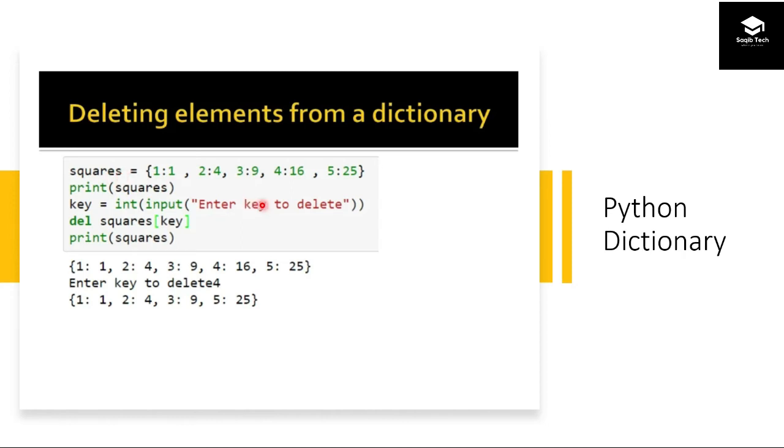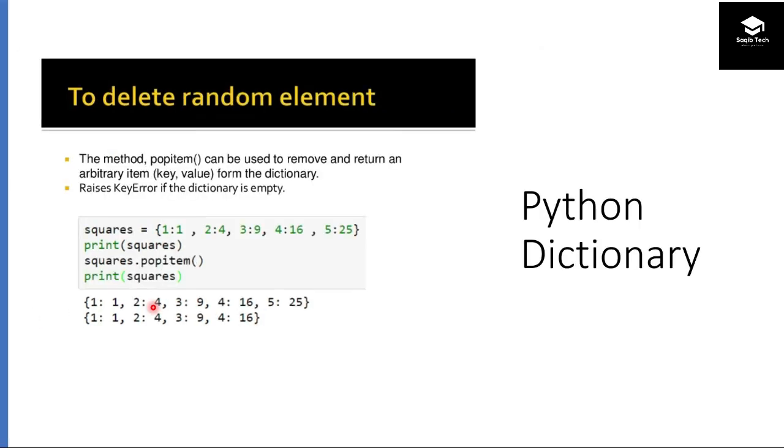So if I want to delete an item, I'm asking the user to enter a key, then based on that key I can delete a particular value. How? This is also simple. I will write del. After del I am writing the name of the dictionary, and between the brackets I will write the key to delete. And you can see after we have deleted, 4 is removed from the dictionary.